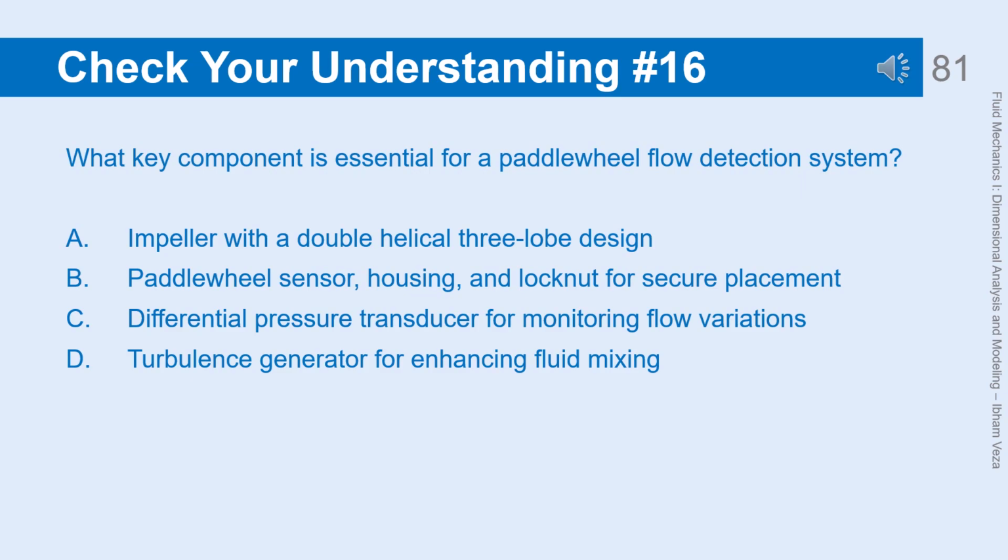Check your understanding number 16. What key component is essential for a paddle wheel flow detection system? B. Paddle wheel sensor, housing, and lock nut for secure placement. Explanation. A. Incorrect, because the paddle wheel flow detection system uses a paddle wheel, not a double helical 3-lobe impeller. C. Incorrect, because a differential pressure transducer is used in other flow measurement systems, not paddle wheel systems. D. Incorrect, because a turbulence generator is unrelated to flow measurement and is not part of a paddle wheel system.